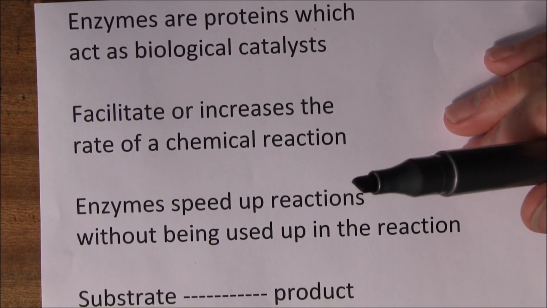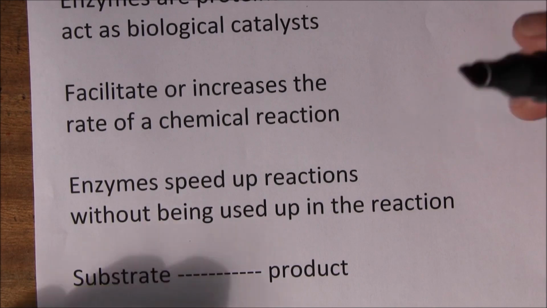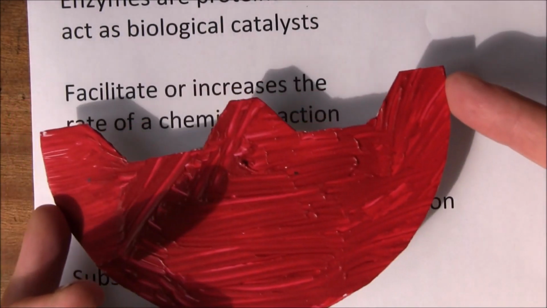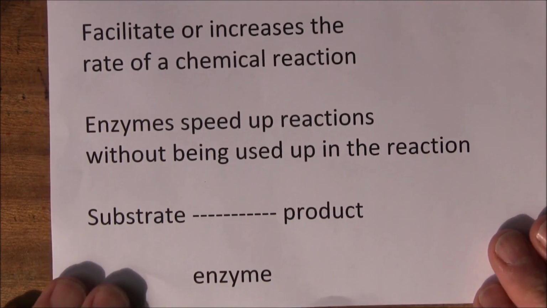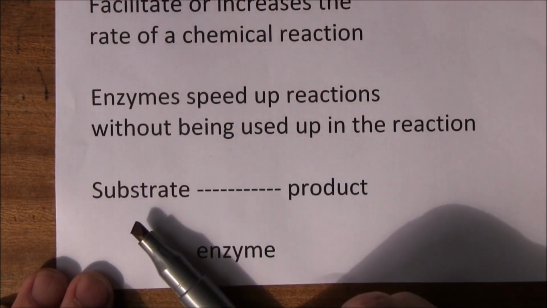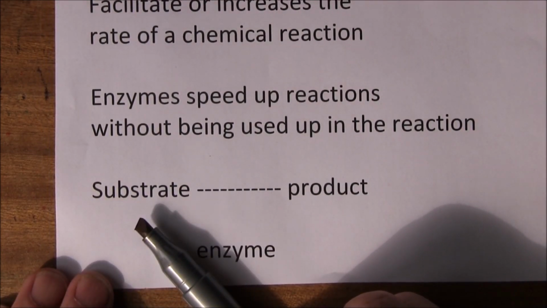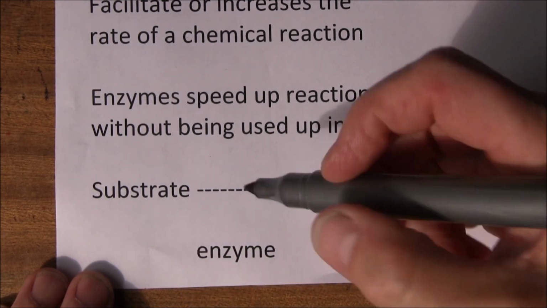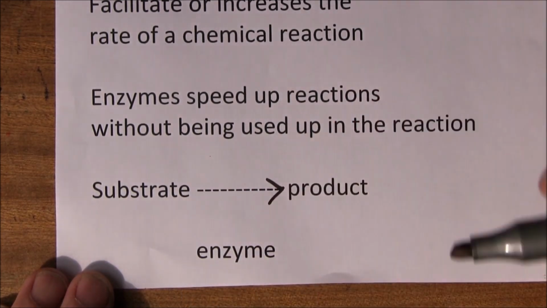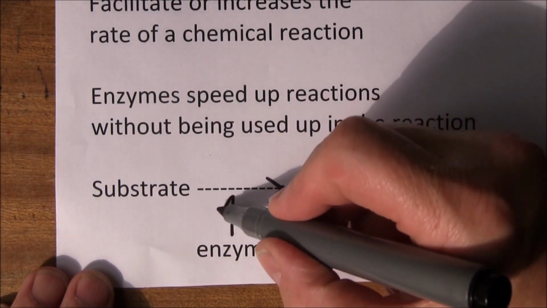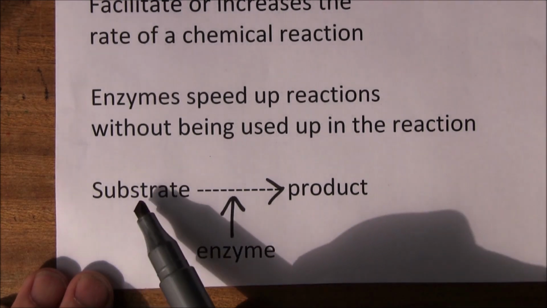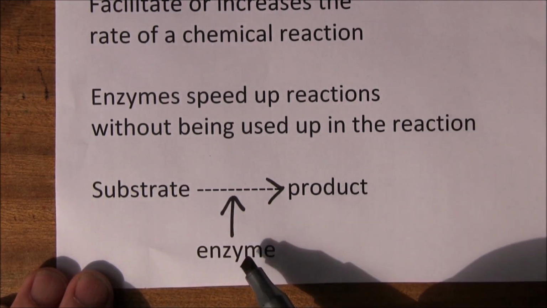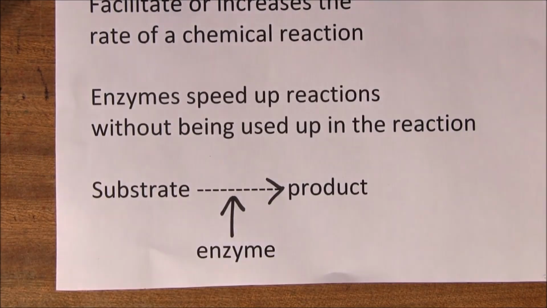And enzymes speed up reactions without being used up in the reaction itself. So this was completely free to go on and metabolize or to digest the next substrate molecule. So what's happening is there's a substrate. In the case we looked at, the substrate was sucrose. It was broken down into the product, which was glucose and fructose, and the enzyme facilitating that process was sucrase. But this is the way it works. The substrate is converted into the product, but only under the influence of the enzyme.